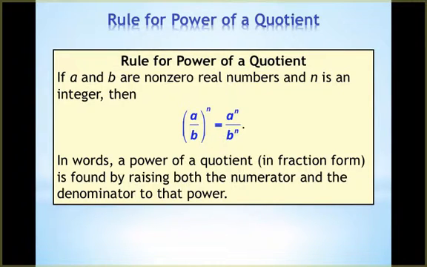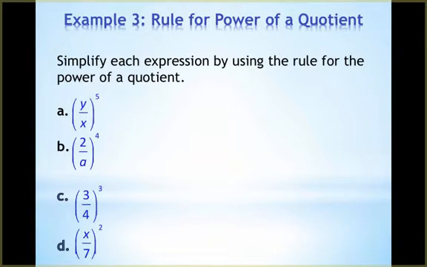Now the rule for a power of a quotient. Just like when we're multiplying and we raise to a power, if we divide and raise to a power, we just raise both the numerator and the denominator to the power. So when we have a fraction to a power, we raise both the top and the bottom to that power. Y over x to the 5th is y to the 5th over x to the 5th.